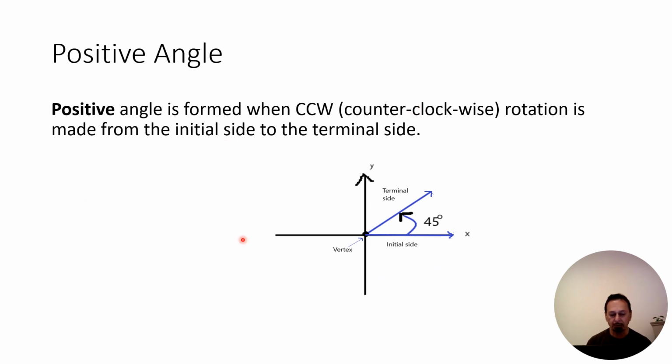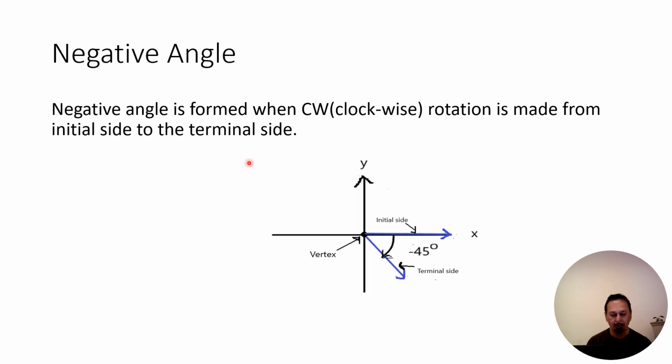Positive angle. A positive angle is formed when the rotation is counterclockwise, like this one. A negative angle is formed when the rotation is clockwise, like this one. So negative 45 degrees.